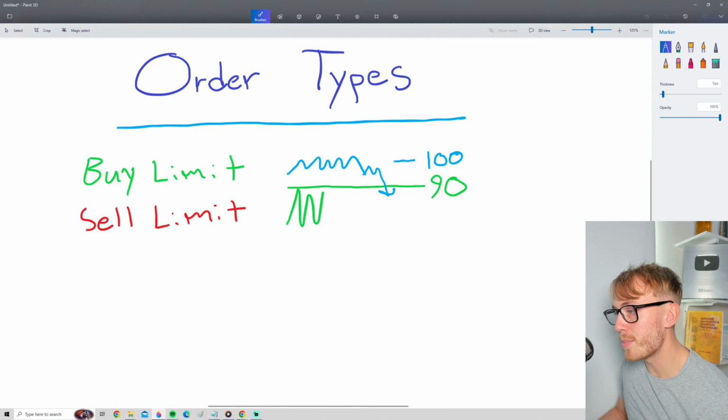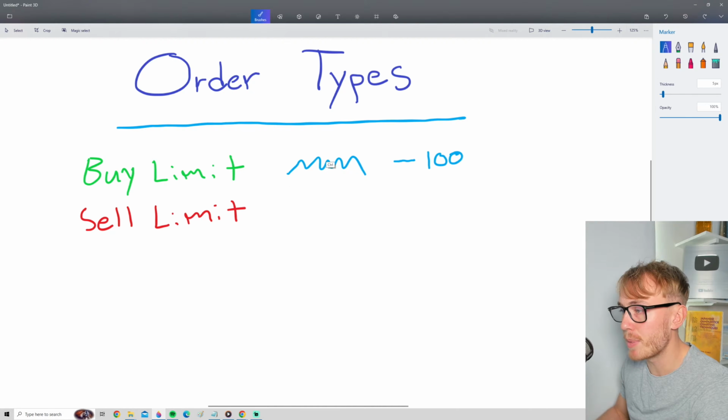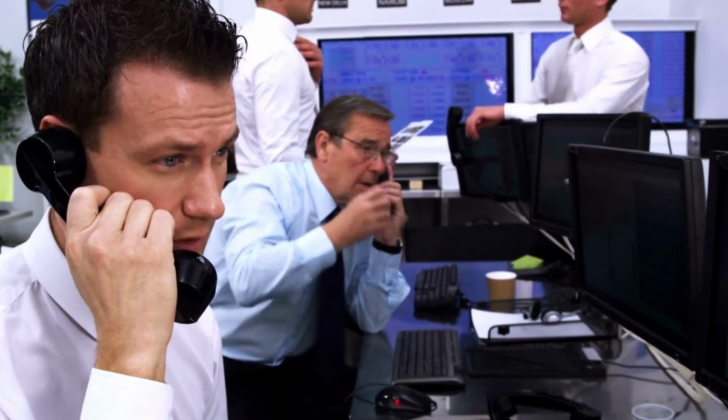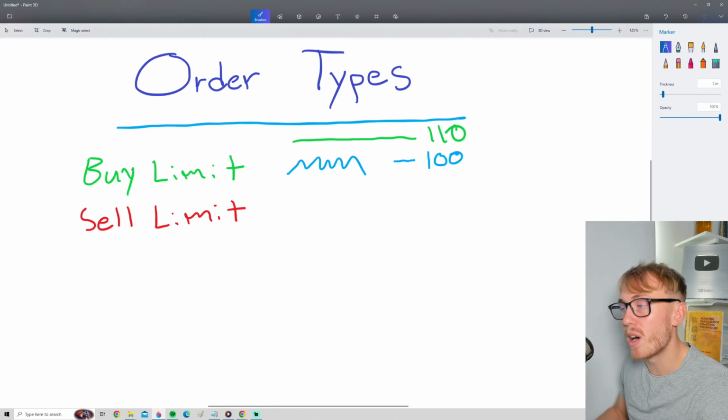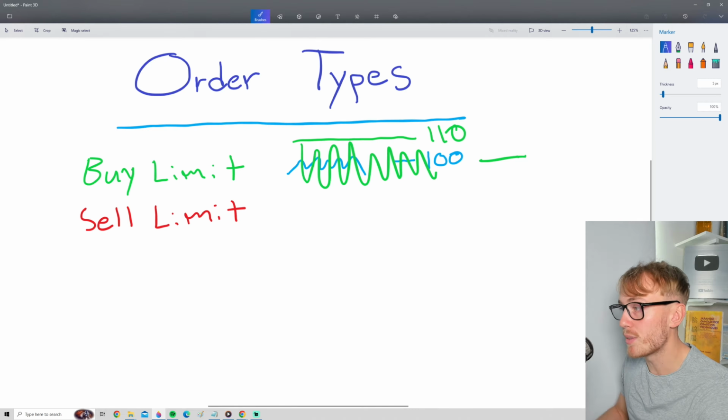The buy limit order makes it so that if the price is at 90 or below, your order will get filled. So you may of course wonder, what happens if we place a buy limit order at, for example, 110 while the market is trading at 100? Well, what you basically tell your broker then is that you want to buy this asset if the price is at 110 or lower. So if you place a buy limit order at 110, you will actually buy the stock right away at 100.